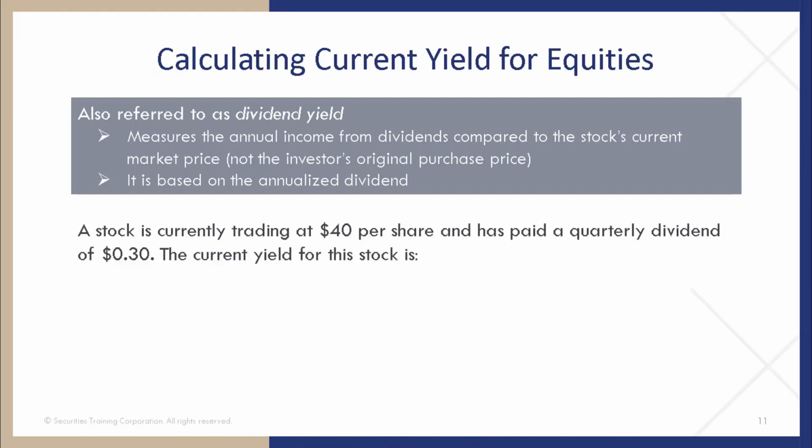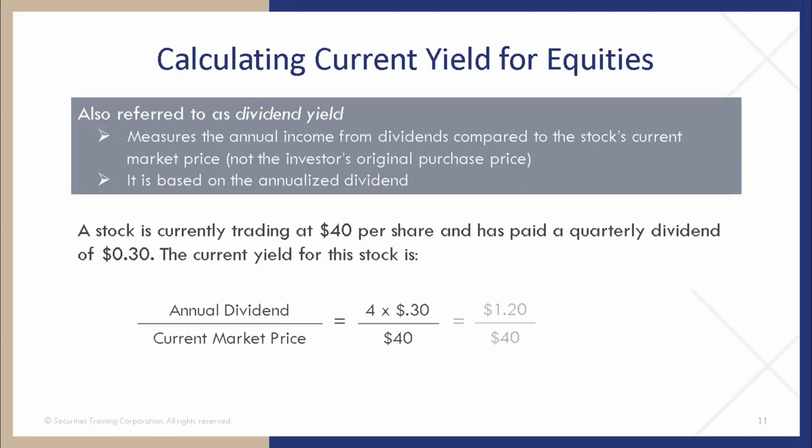Let's look at an example. A stock is currently trading at $40 per share and is paid a quarterly dividend of 30 cents. The current yield for this stock is, the formula is found by doing the following. Take the annual dividend divided by the current market price. The annual dividend would be 30 cents multiplied by 4, divided by 40. So $1.20 is the annual dividend, divided by 40 equals a dividend yield of 3%.